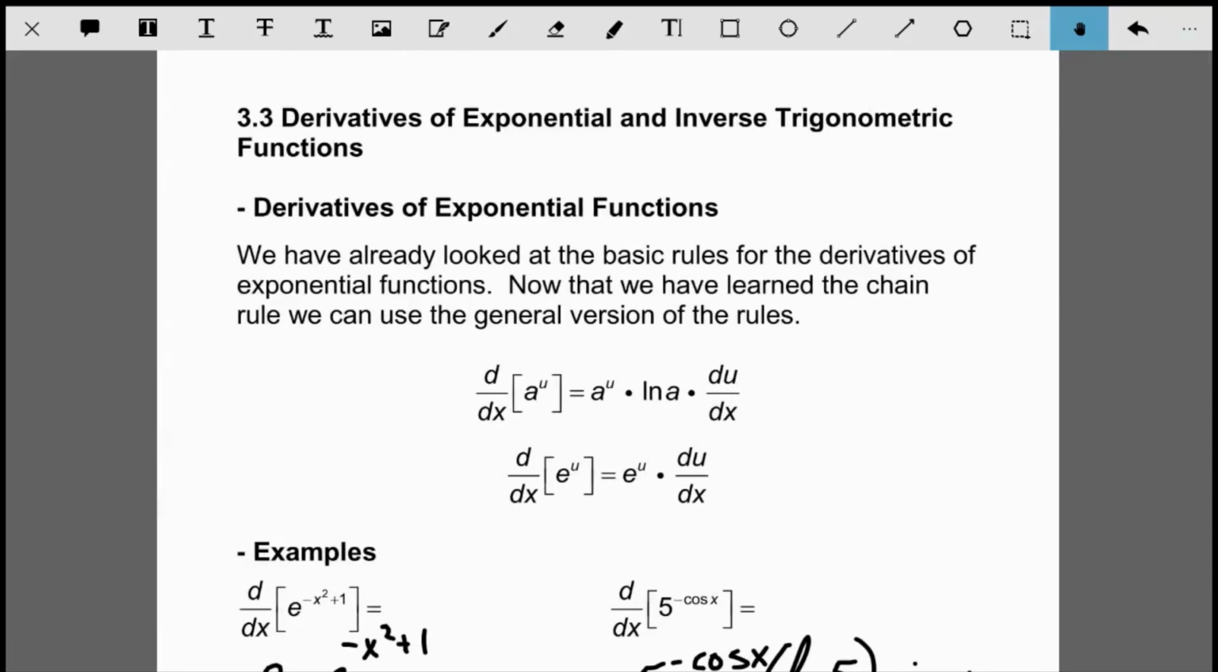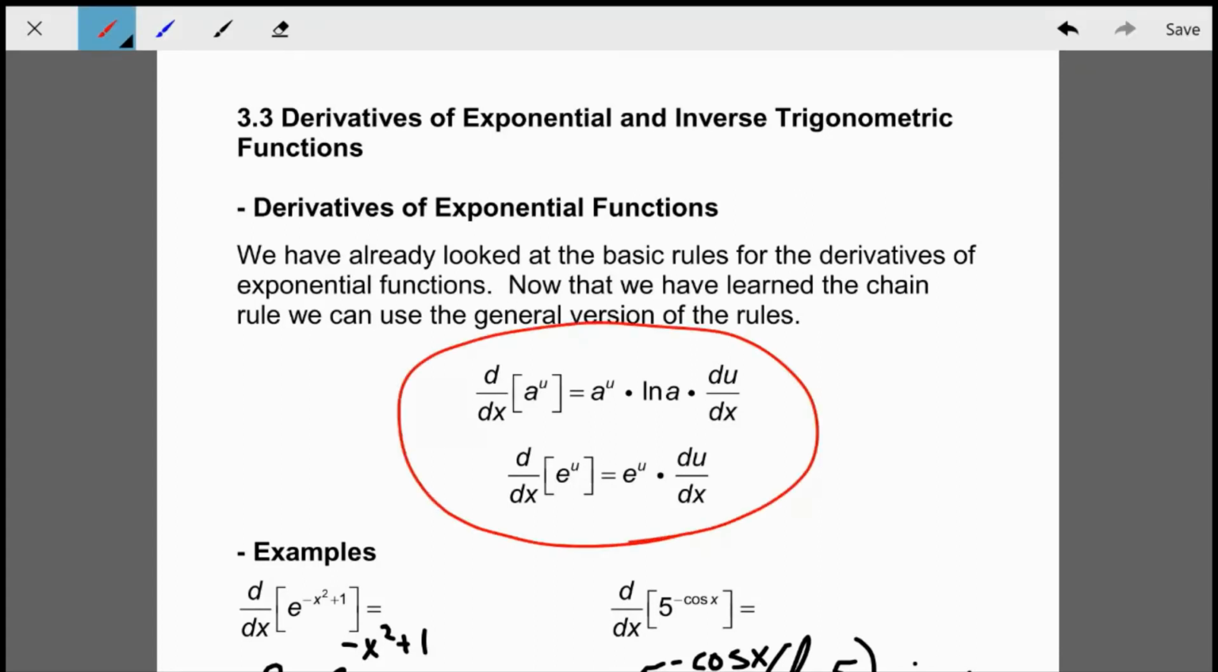In section 3.3, we're going to talk about more derivative rules. And it's going to be a continuation of the same things we've been talking about. We already talked about the basic derivative rules for a to the x and for e to the x. Those can both be derived using the definition of derivative. All we're doing with these first two derivative rules is just writing them now in a general form.